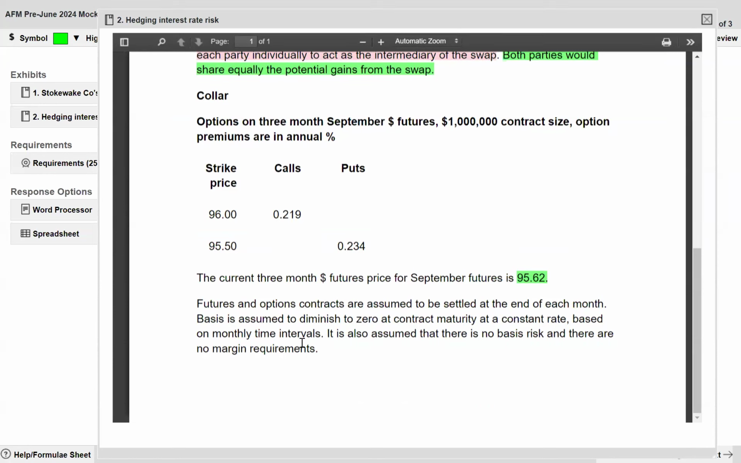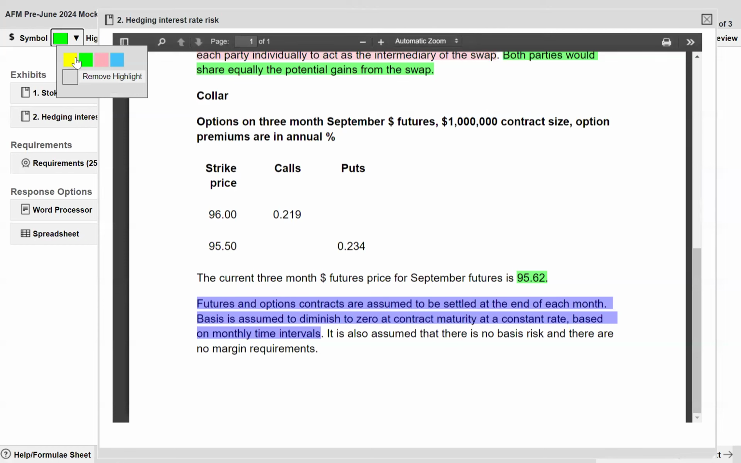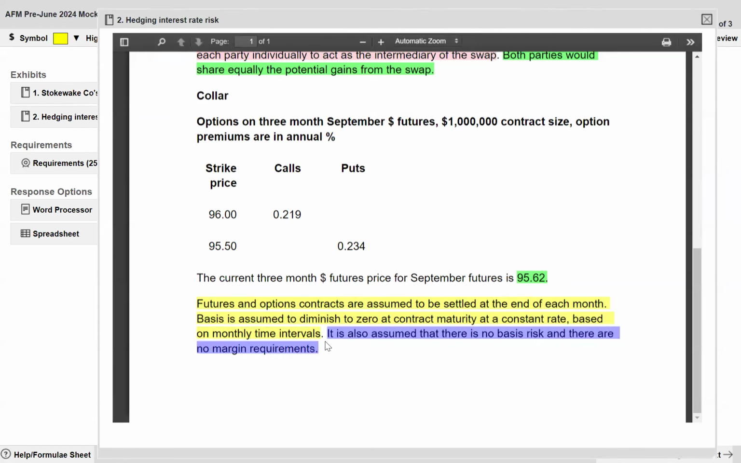Futures and options contracts are assumed to be settled at the end of each month. Basis is assumed to diminish to 0 at contract maturity, at a constant rate based on the monthly time intervals. All this information they give us is what we normally assume if they don't tell us. Also, there's no basis risk and no margin requirements. That's another assumption we normally make.